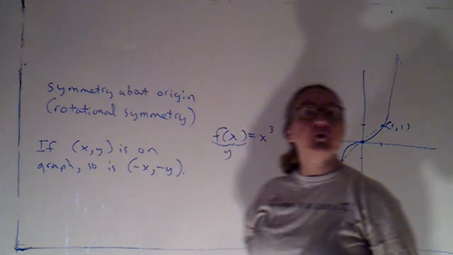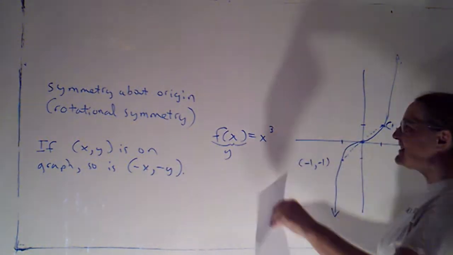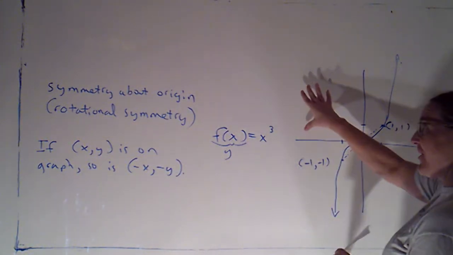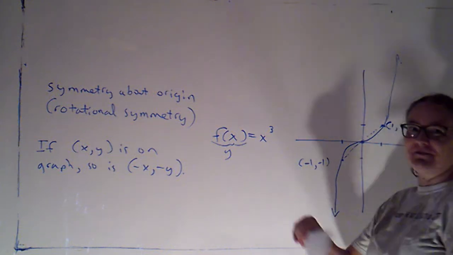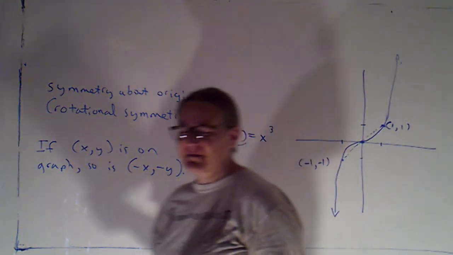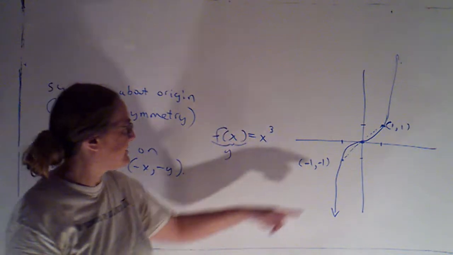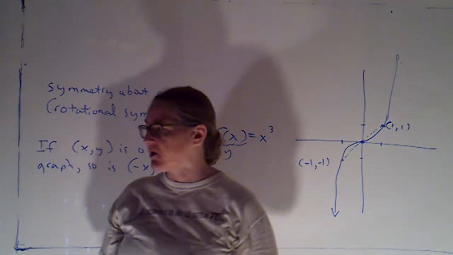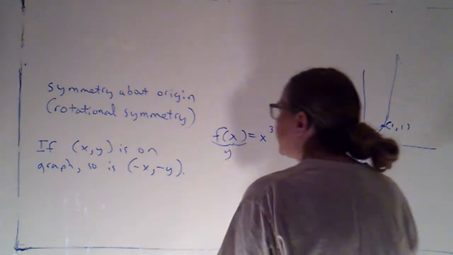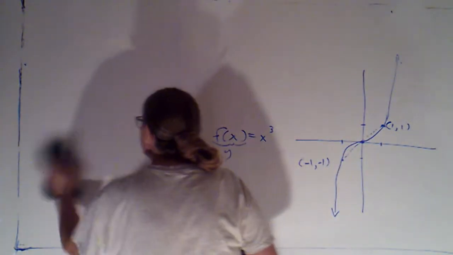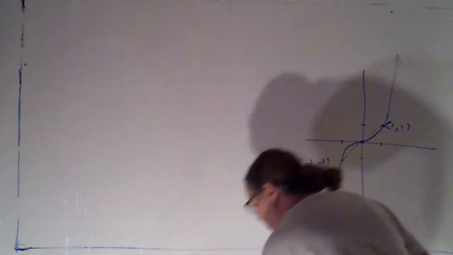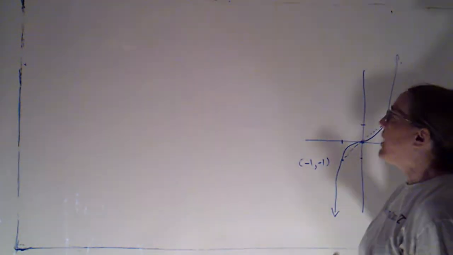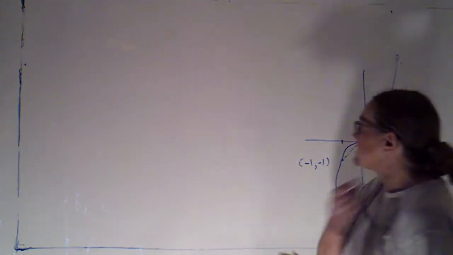So we call this rotational symmetry, and that's a nice way of testing if you've got it on a piece of paper that you can just flip upside down. A lot of times that's easier to visualize than this mirror image thing that we have right here. So let's just try an example. Let's take an equation and see whether it has this sort of symmetry.